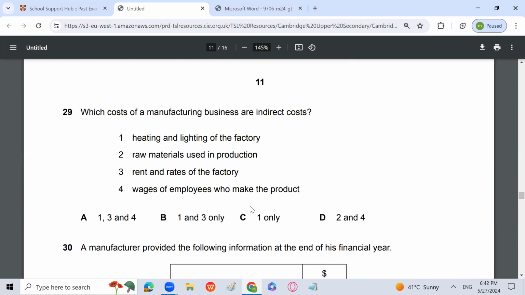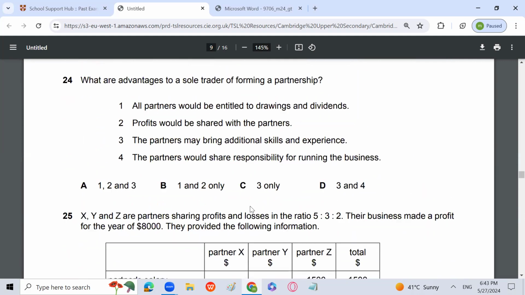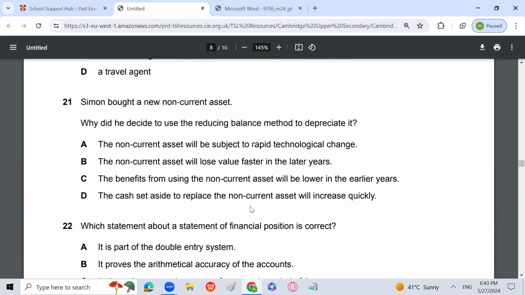Somebody has asked me the 21 MCQs because you were just talking rubbish. That's why I was not interested.